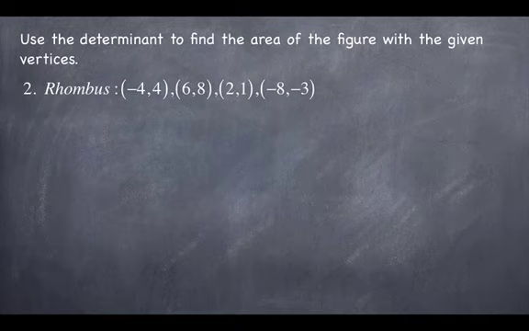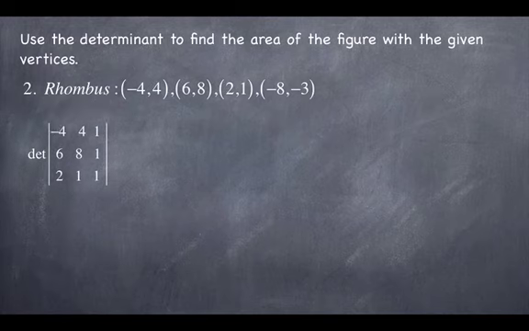Now it says use the determinant to find the area of the figure with the given vertices. Now this is a rhombus. And remember, there's a relationship between a rhombus and a triangle. A rhombus is twice the triangle. So this is what I'm going to do. I'm just going to use 3 vertices instead of all 4, because I'm going to take the determinant of this triangle. And I'm not going to divide by half at the end. Whatever the determinant is, that's going to be my answer, given that it's positive. If it is not, then I multiply by a negative.